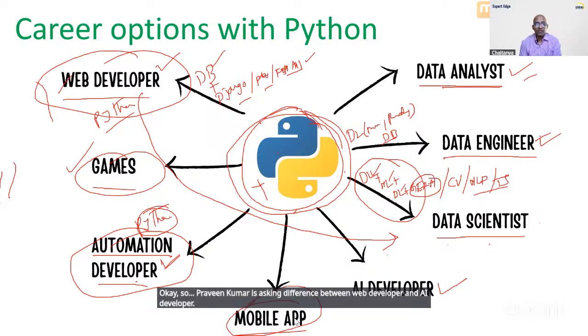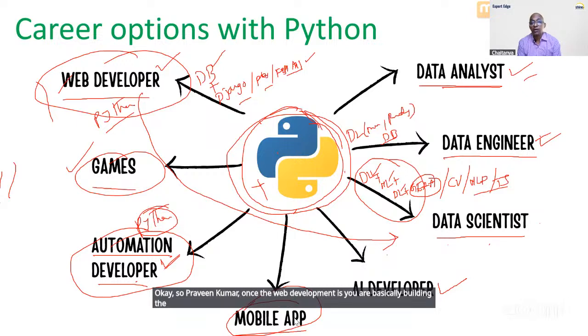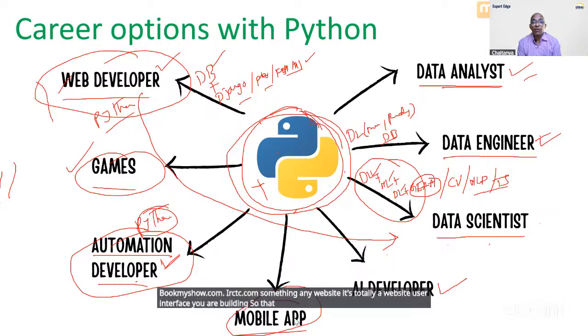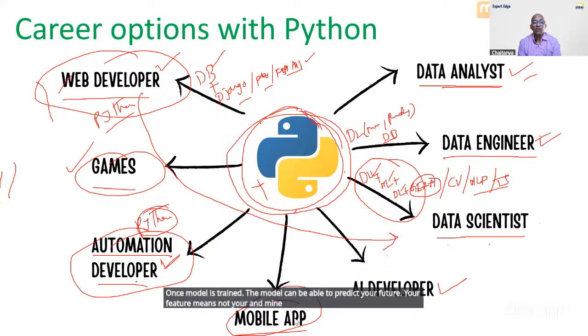Okay, Praveen Kumar, the first one, web development, is where you are basically building a website. For example, redbus.in, bookmyshow.com, irctc.com, any website. It's totally a website user interface you are building so that users can access it. But AI development means you are building a model which can be trained. Once the model is trained, it can predict the future. Future here means not yours and mine, but any future whatever you want.